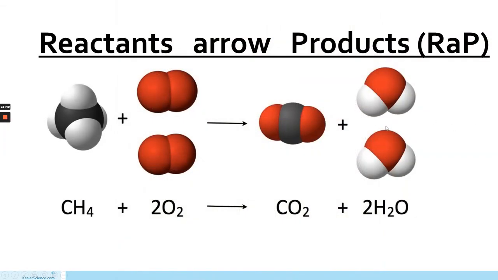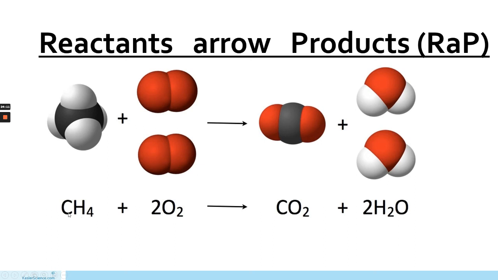All right. So my last slide is about the law of conservation of mass or law of conservation of matter. They mean the same thing. On one side, I have my reactants, and then I have my arrow, and I have my products. RAP: reactants, arrow, products. On this side, I have CH4, I have 2O2. On my product side, I have CO2, and I have 2H2O.